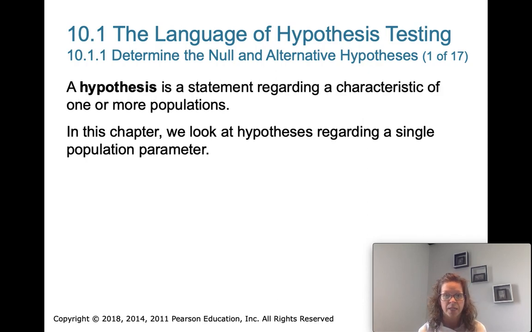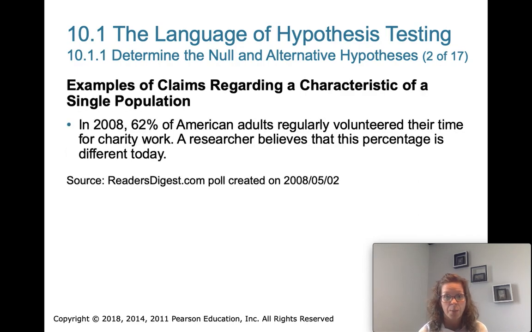So a hypothesis is a statement regarding a characteristic of one or more populations. We're going to look at a single population parameter in this chapter. In the next chapter, we'll go on and look at how we can compare multiple population parameters. So, for example, in 2008, 62% of American adults regularly volunteered their time for charity work. A researcher believes that this percentage is different today. That's a hypothesis. The researcher is making a claim.